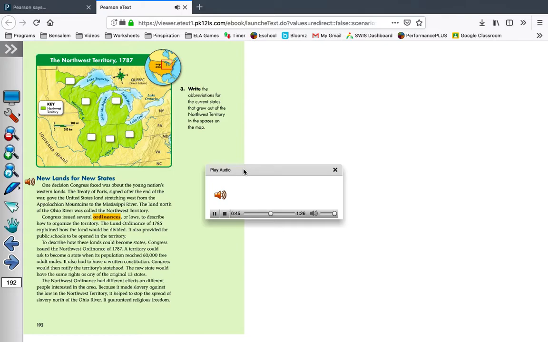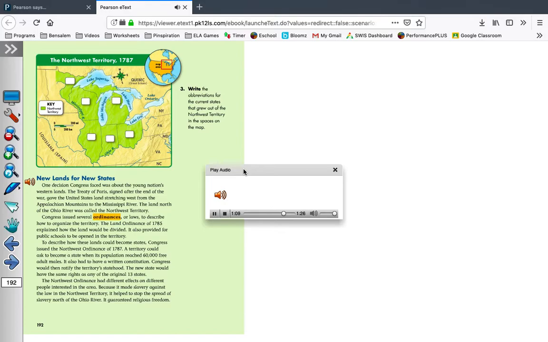A territory could ask to become a state when its population reached 60,000 free adult males. It also had to have a written constitution. Congress would then ratify the territory's statehood. The new state would have the same rights as any of the original 13 states. The Northwest Ordinance had different effects on different people interested in the area.